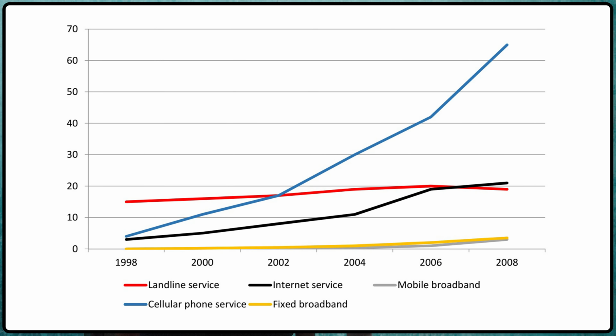So the highest point in this graph is cellular phone service. That was the highest one. And if you look into the lowest one, we have mobile broadband and fixed broadband at the end. It was almost 0 until 2004. Then it had a very slight increase. So that's the lowest point we have in this graph. So we can just focus on these 2 factors as your overview part.